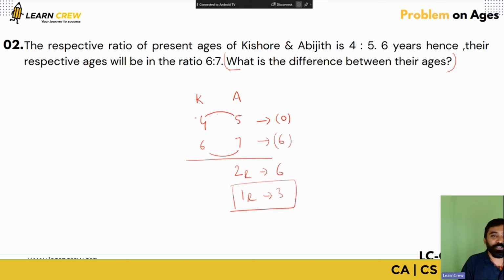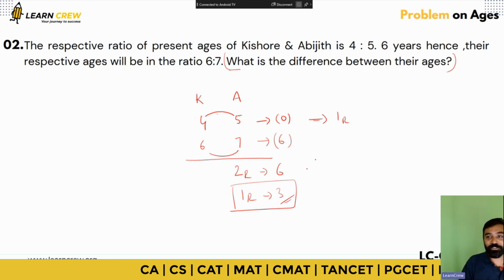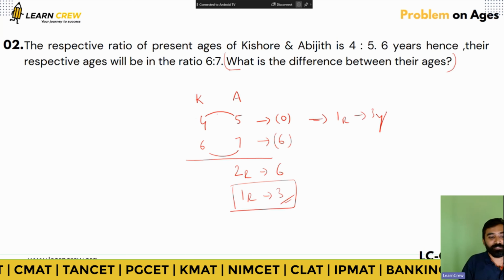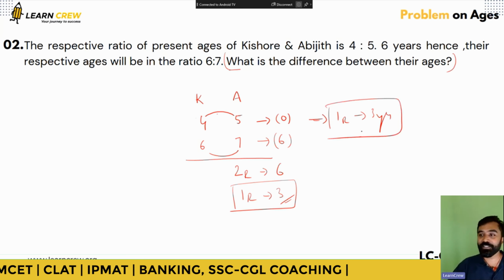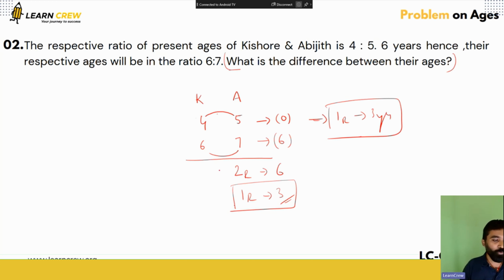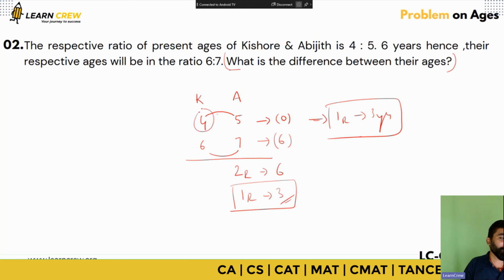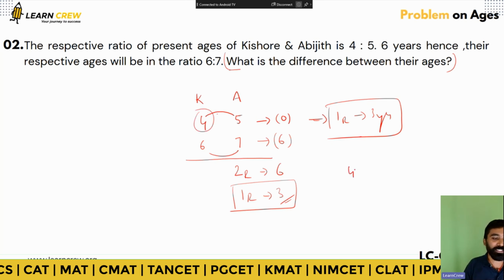So 5 minus 4 is going to give you 1 hour. So already you know the ratio for 1 hour. So this becomes 3 years. This becomes the difference between their ages. Else, what you can do, if 1 hour is equal to 3, what is the age of Kishore? It is going to be 4 into 3, that is nothing but 12.